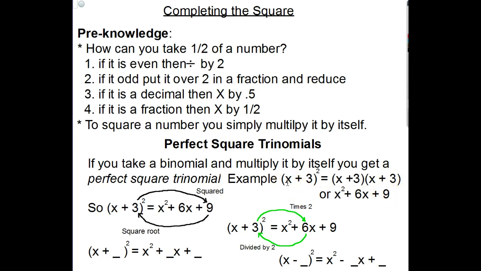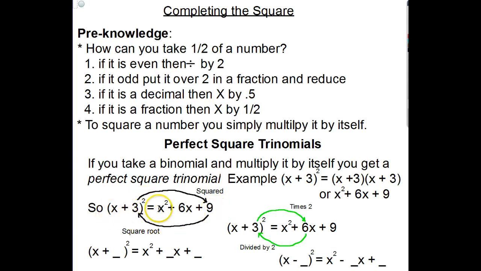A little simpler way of squaring a binomial is a little rule. You take the first term and you square it. You take the first term times the second term times 2, and that's where we get the 6x from. And you take the second term and square it, and that's where we get the 9 from. So, first term squared, twice the product of the first times the second term, and the second term squared. That's a little shortcut.